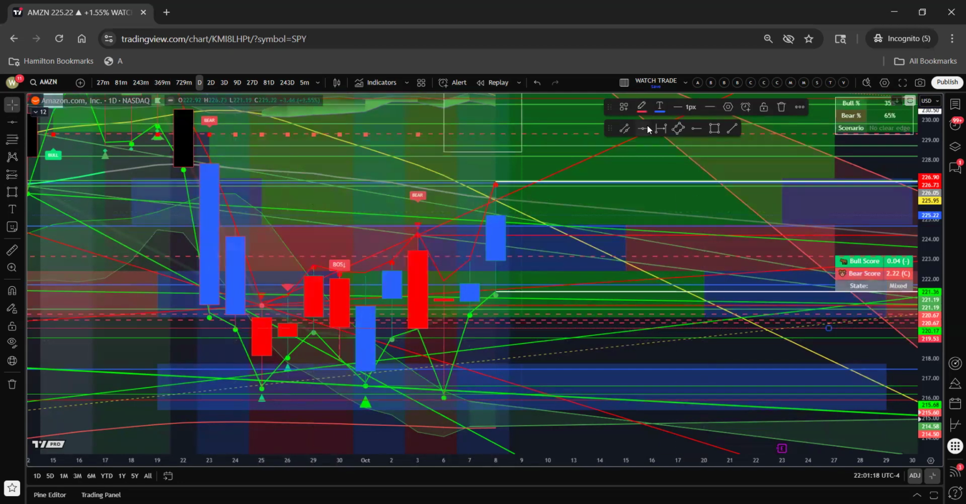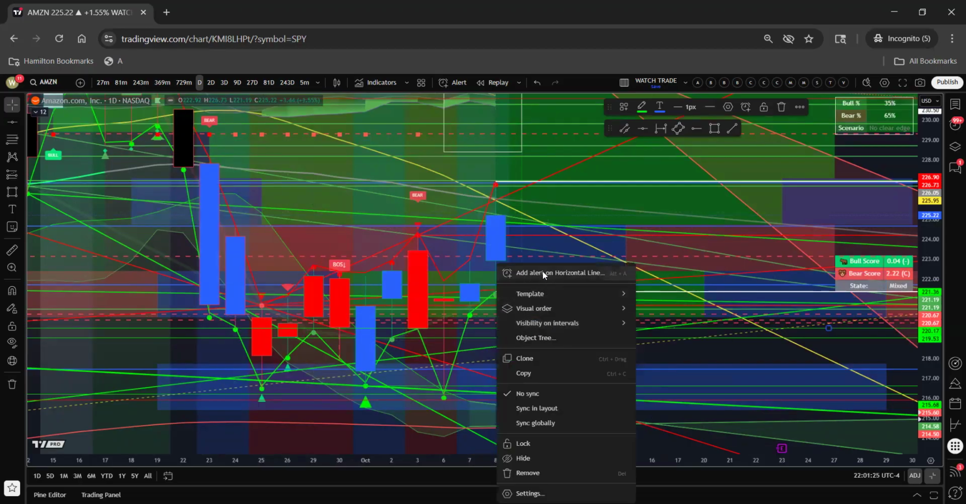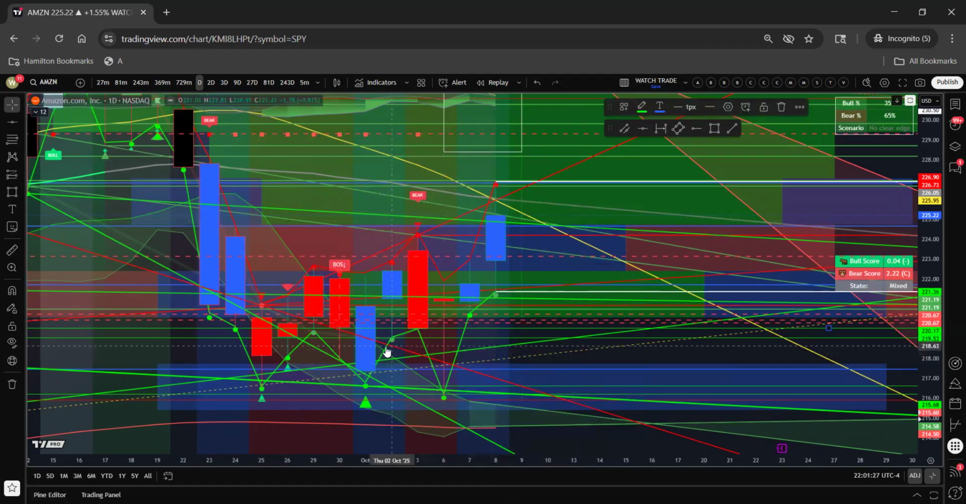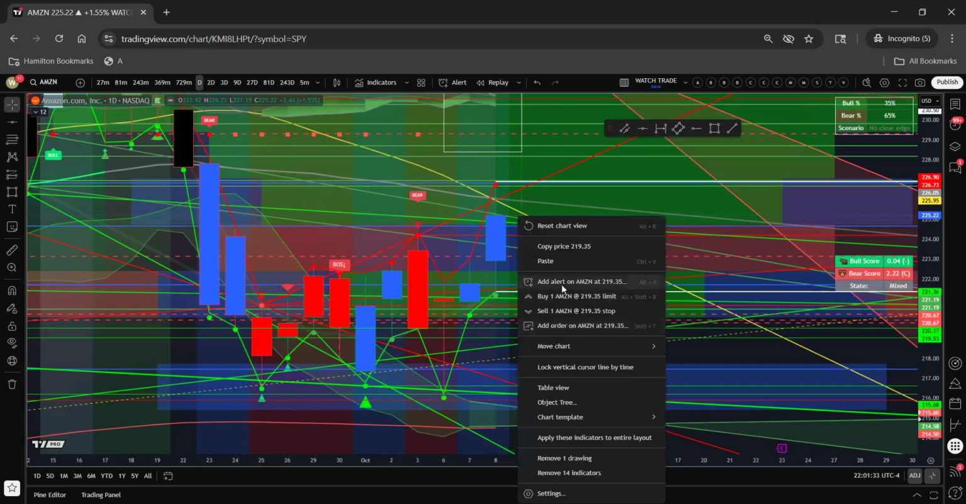Let's add a line here. Let's make it neon green because it's a support line. Let's right-click that, and you can add an alert on that line. Or you can just look at this level and right-click anywhere in the chart. Anywhere in TradingView, you can right-click and add an alert. If you don't want to use the line, you can just add an alert.